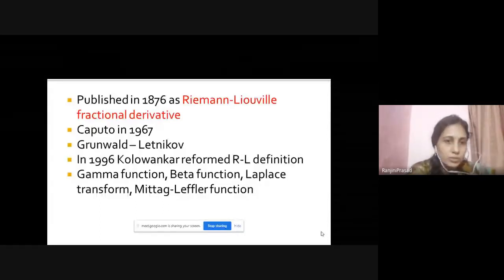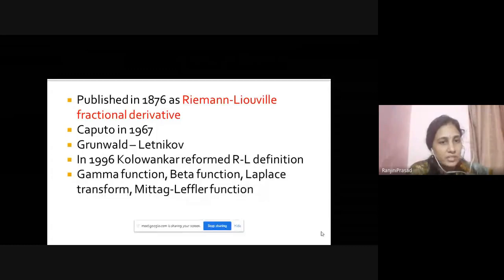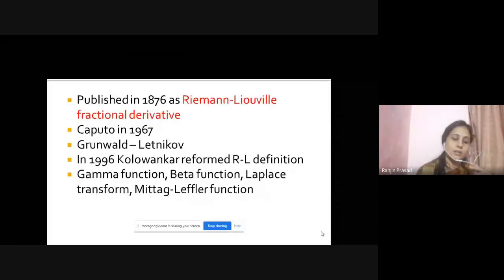So Caputo then in 1967 came up with a new idea, a new definition for fractional derivative. In his derivative, the derivative of a constant is zero. We know that in our ordinary derivative, if y is a constant, dy by dx is zero. But in fractional derivative, according to the Riemann-Liouville definition, the derivative of a constant is not zero. So Caputo came up with a new idea that, according to his definition, the derivative of a constant is zero. So we will move on to Caputo's ideas.